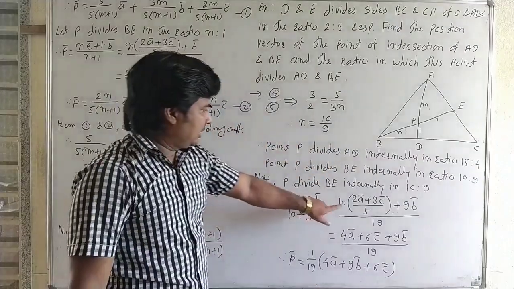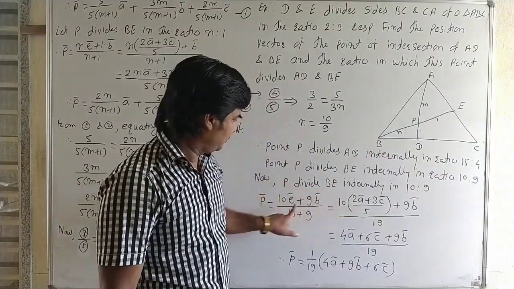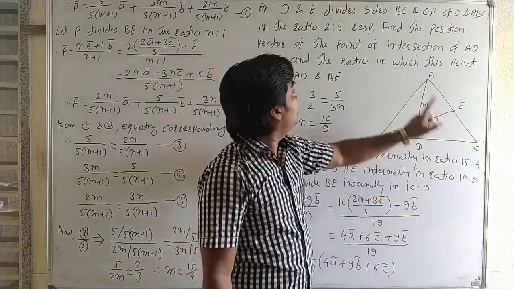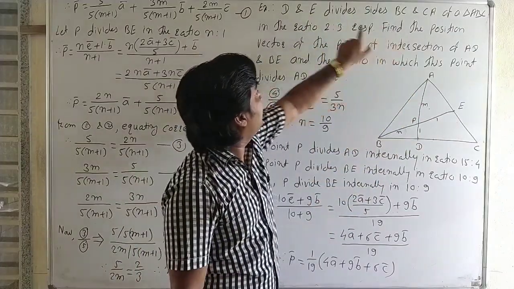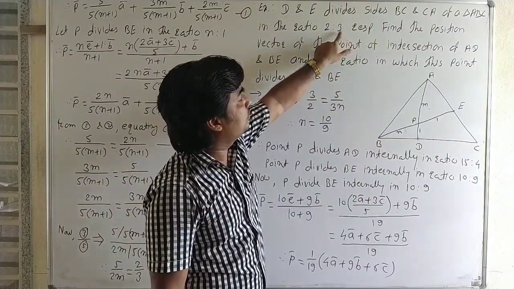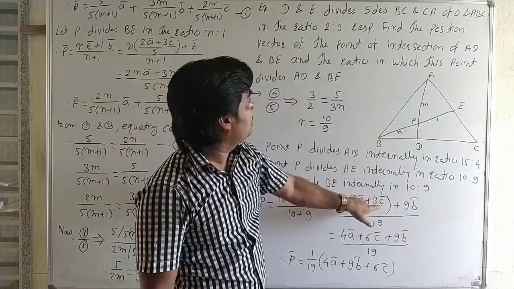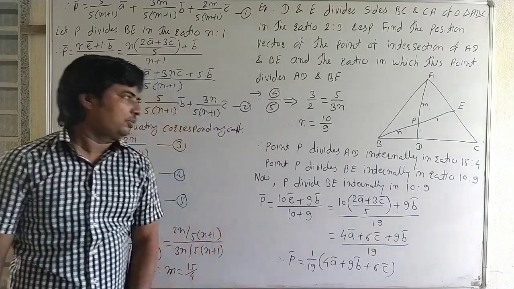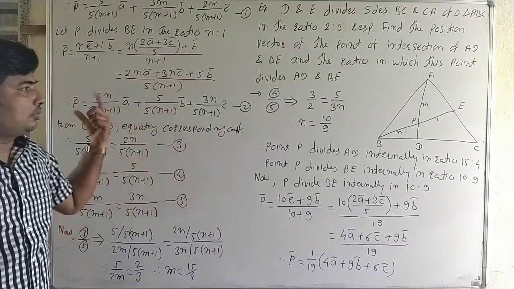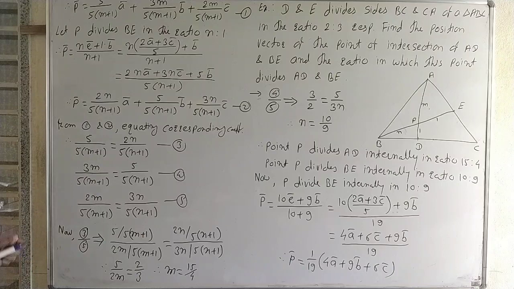Here E bar, E divides CA internally in the ratio 2:3. Therefore E bar is equal to 2 into A bar plus 3 into C bar upon 5, and that is the ratio. Here it is the complete example. See carefully.